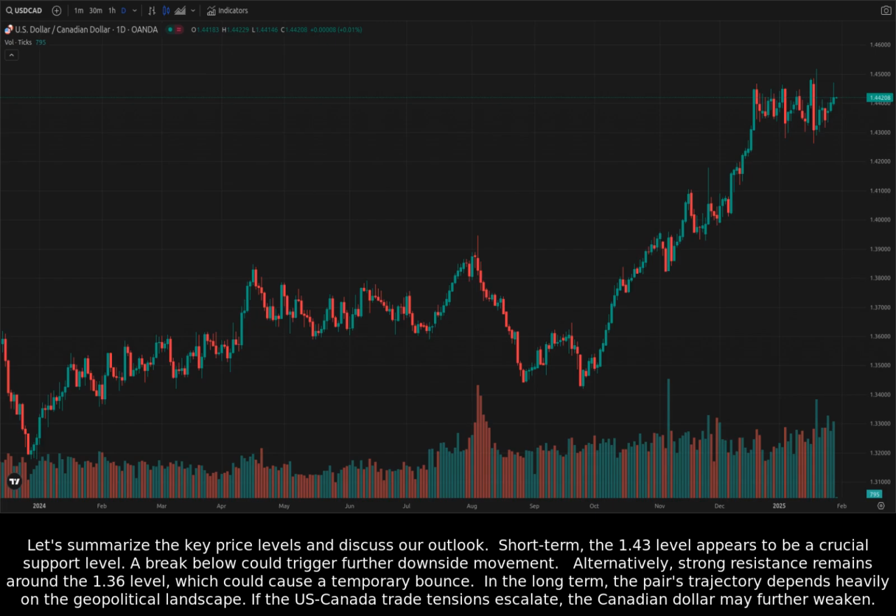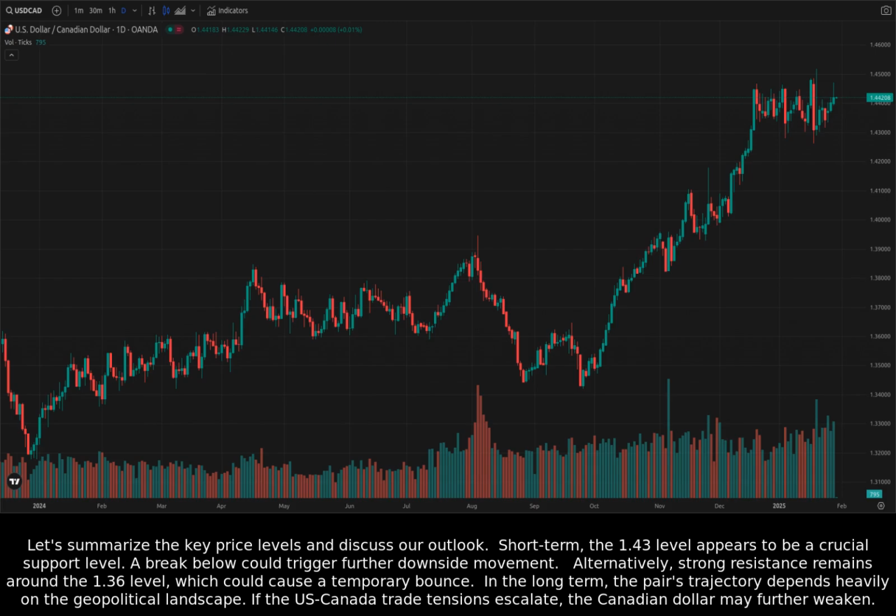Short term, the 1.43 level appears to be a crucial support level. A break below could trigger further downside movement. Alternatively, strong resistance remains around the 1.36 level, which could cause a temporary bounce.